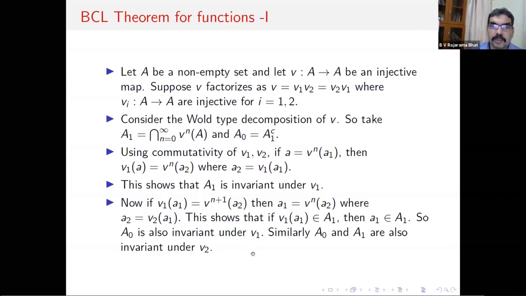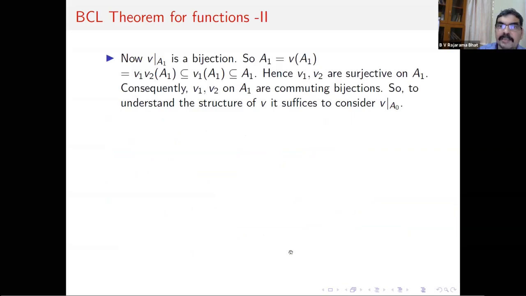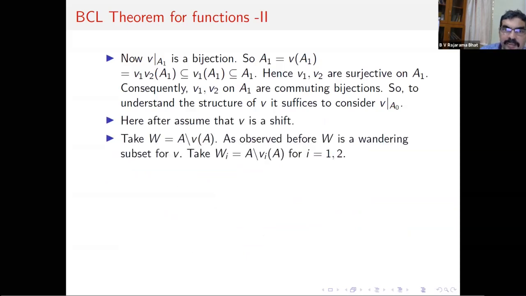So you look at the product V1V2, do the Wold decomposition, which we have done for functions, and apply that. You get A0 and A1. On the A1 part, the unitary or bijective part, V1 and V2 leave that invariant and they are commuting bijections. The other part is also left invariant, but there they may not be pure shifts. So that is the part we have to understand.